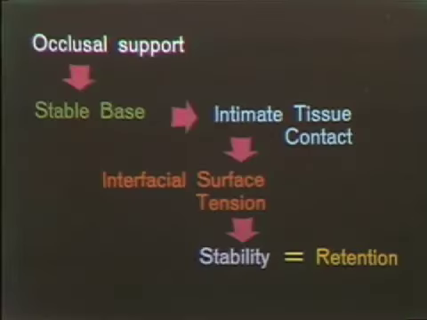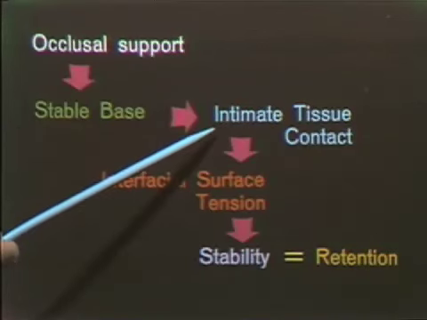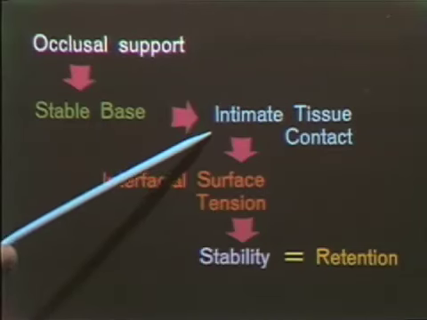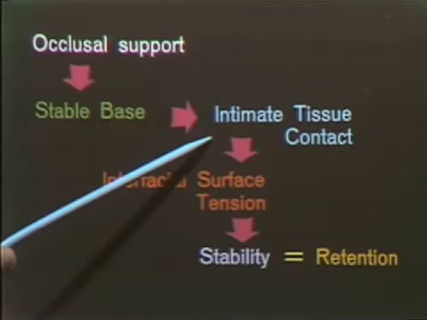One of the main objectives of a removable appliance is to restore the occlusal support. The main reason for putting the appliances in the mouth is to help support the occlusion. In order to do this, we must have a stable base, and this is the key to this impression procedure. To have a stable base, we must have intimate tissue contact between the base and the tissues, both when the tissues are at rest and when the tissues are in function.